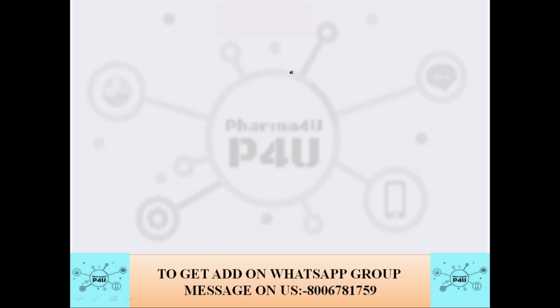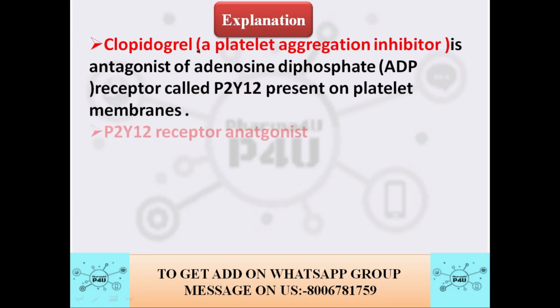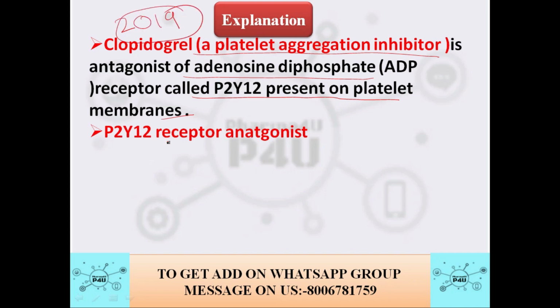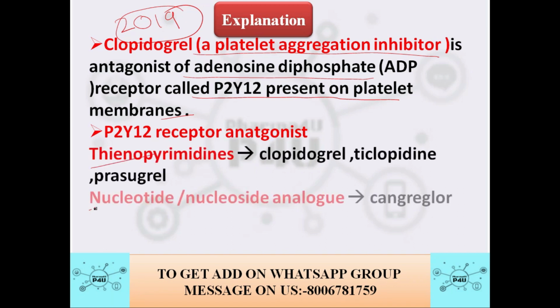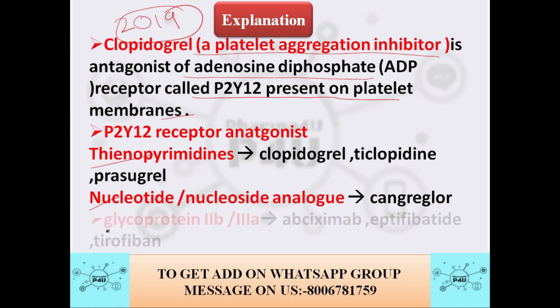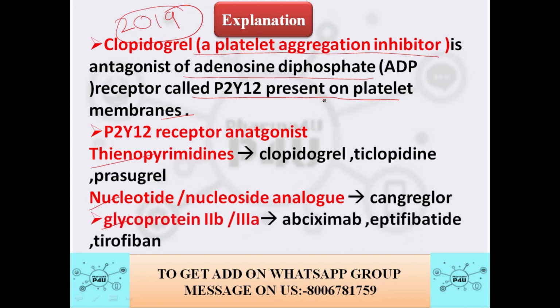Let's discuss with the help of the explanation that clopidogrel is a platelet aggregation inhibitor, an antagonist of the adenosine diphosphate receptor called P2Y12 present on the platelet membrane. Students, this question was asked in the 2019 exam. P2Y12 receptor antagonists are the thienopyridines, nucleotide analogues and glycoproteins. So students, try to note down these classifications, because sometimes questions may also be asked from the classifications.